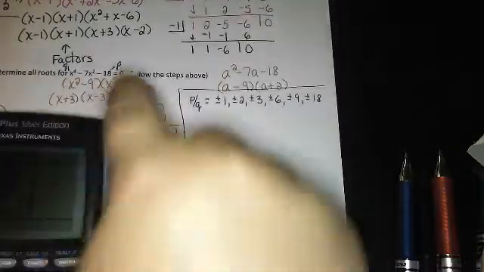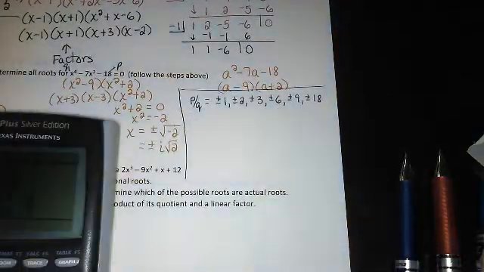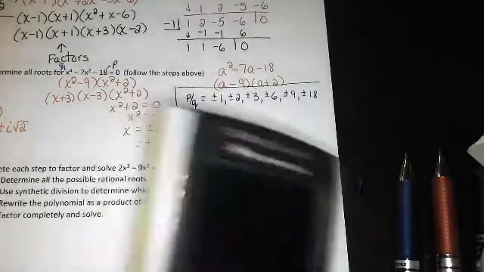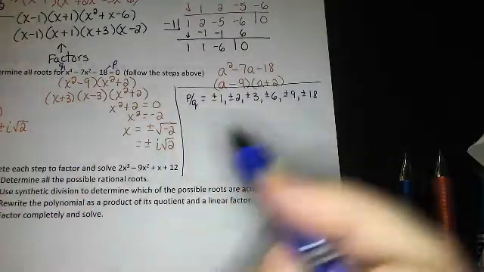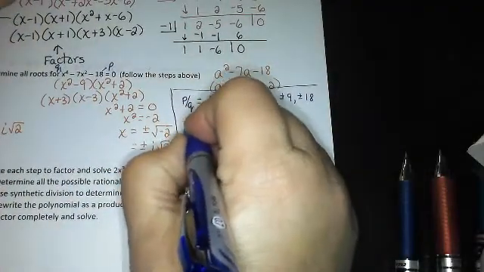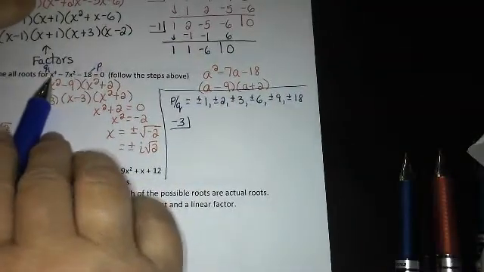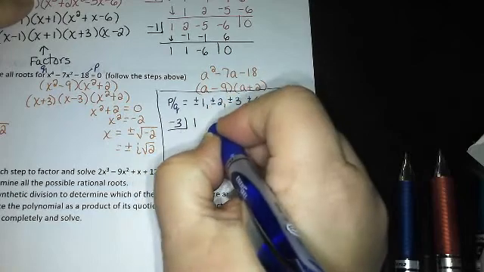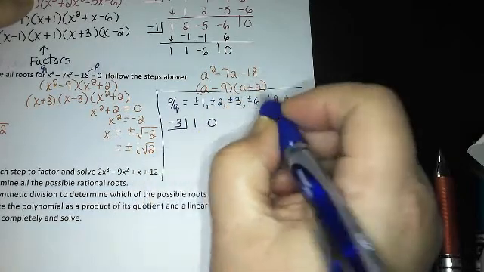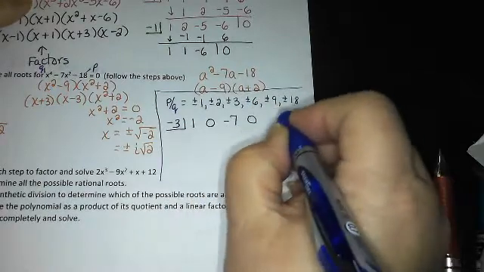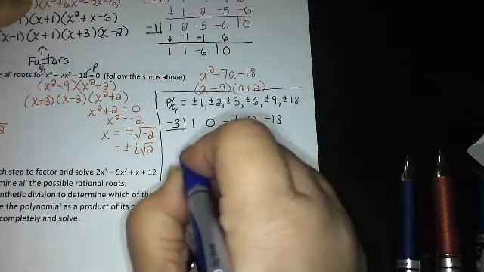So how would I get from here to the factored form if all I knew was that negative 3 and positive 3 were zeros? Well, we would do synthetic division. So negative 3 is a 0. Now this is a good place to remember your placeholders: 1x to the 4th, 0x to the 3rd, negative 7x squared, 0x to the 1st, and negative 18.